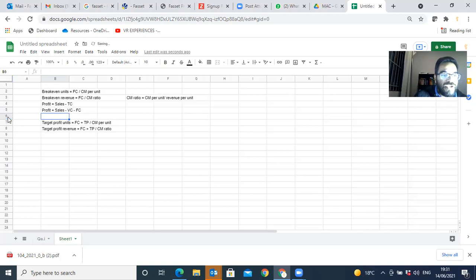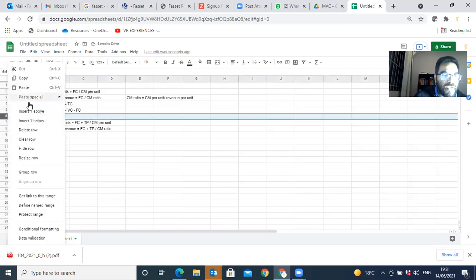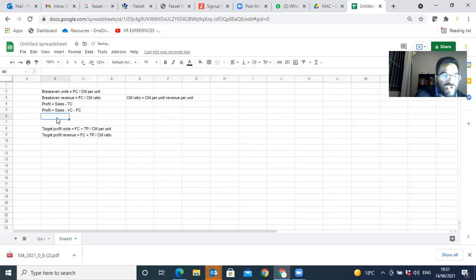Then how else can you change that? How else can you change that is as follows. Profit equals selling price per unit multiplied by units, minus variable costs per unit times units, minus fixed costs. Okay, so just be aware of that.